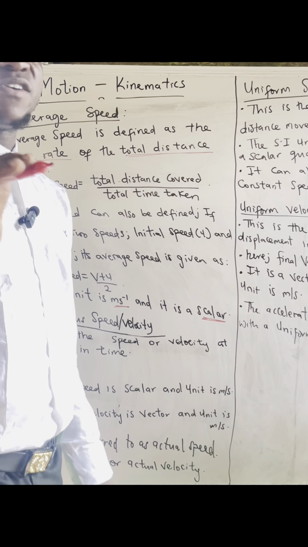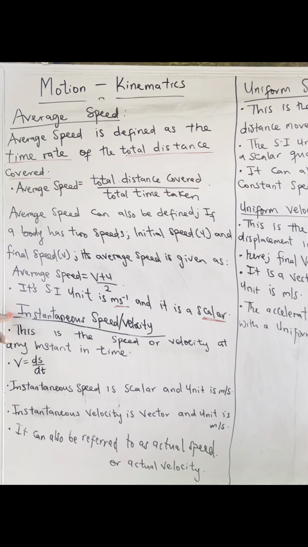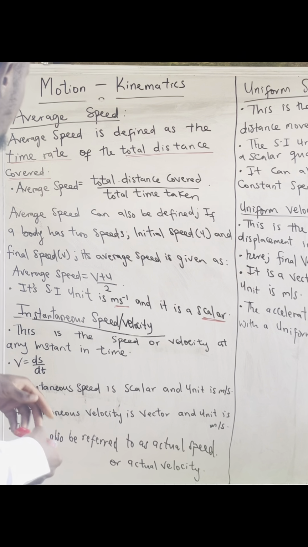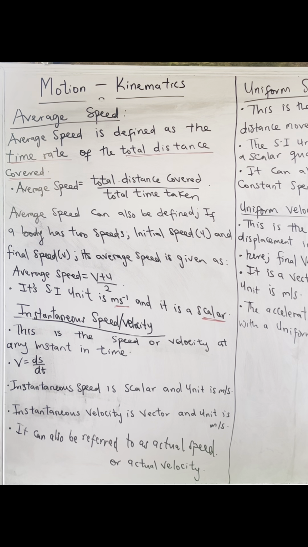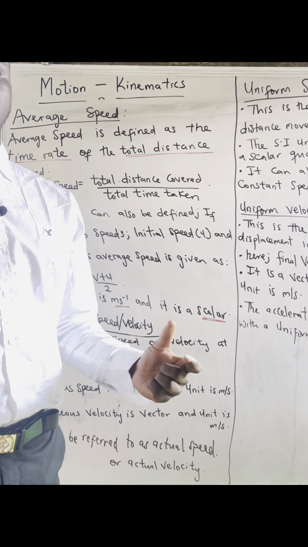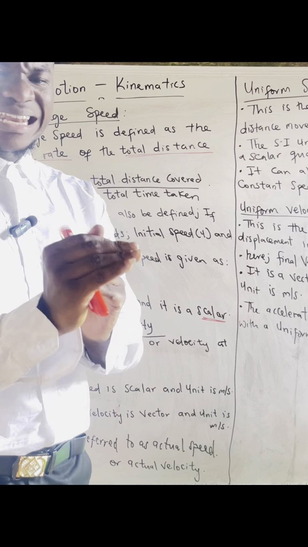Anything speed is scalar. Anything velocity is vector. So now, instantaneous speed and velocity. We can also have what we refer to as instantaneous speed and velocity. Whenever you hear something instantaneous, it simply means at a particular time, at any time. Right there.